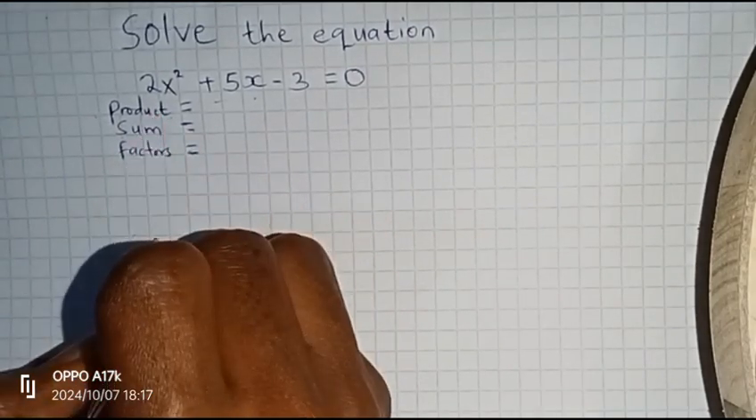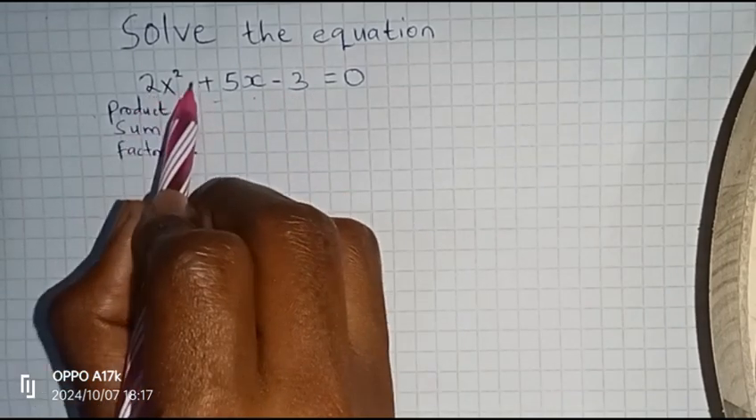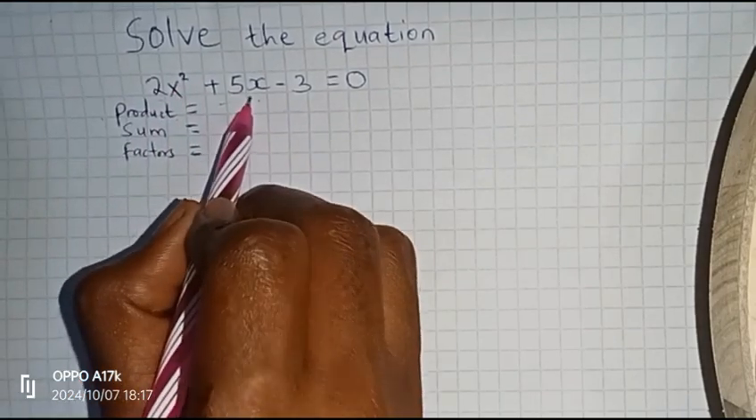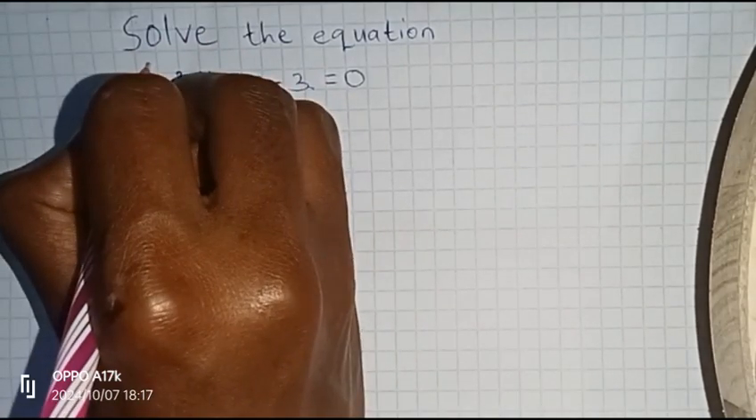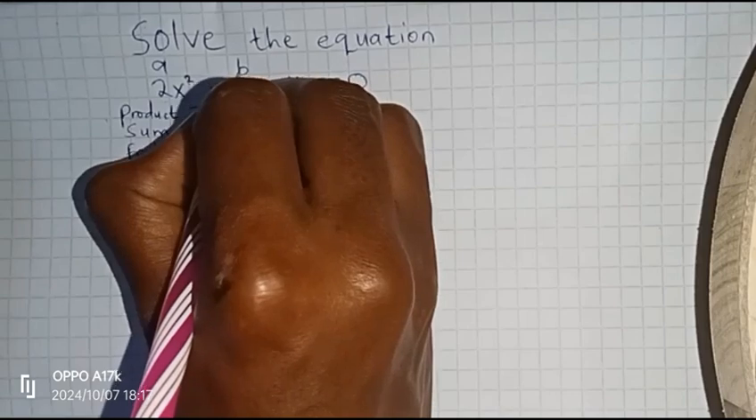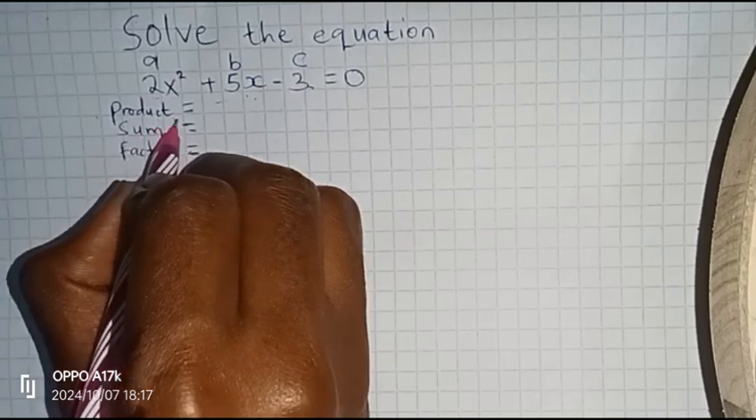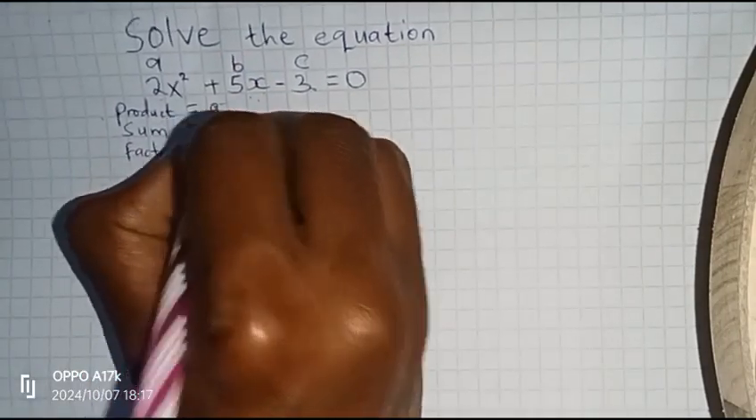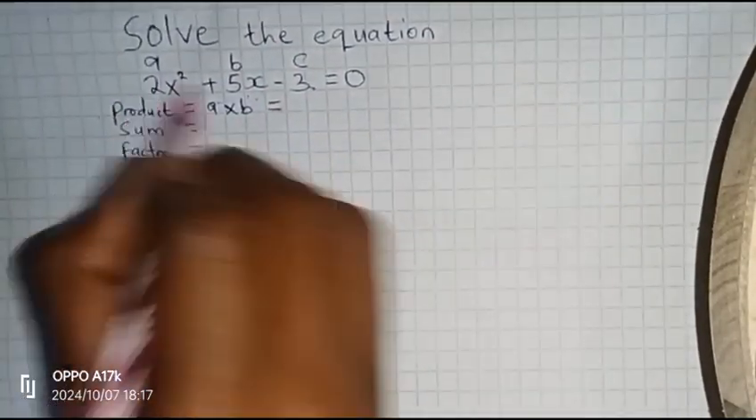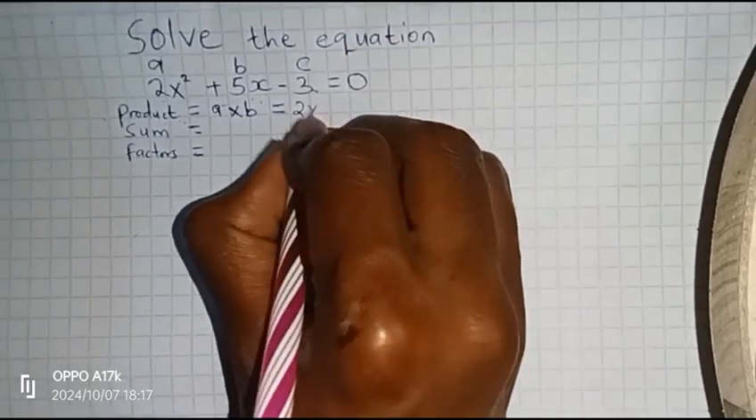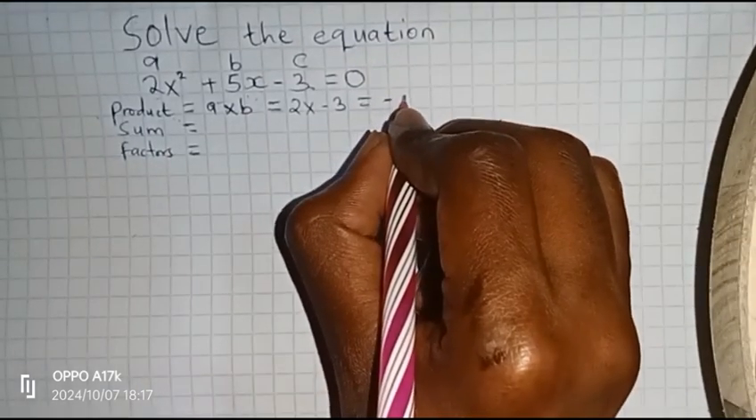How can we get the product of this equation? As you can see, the equation has three parts: the first part, which has the square, the second part, which has the x, and the third part. Let's call these coefficients a, b, and c. To get the product, you multiply a times c. In our case, we multiply 2 times negative 3. Now our product will be negative 6.